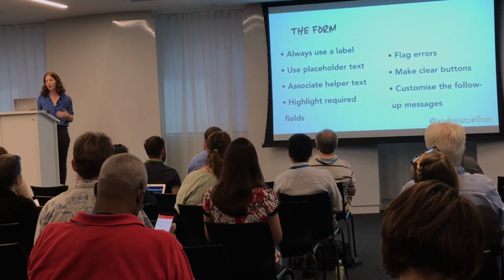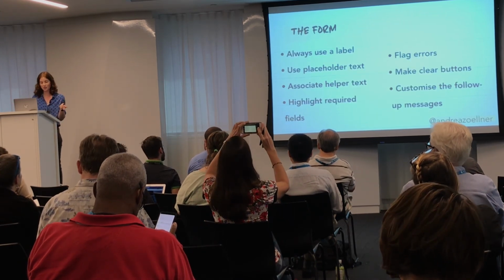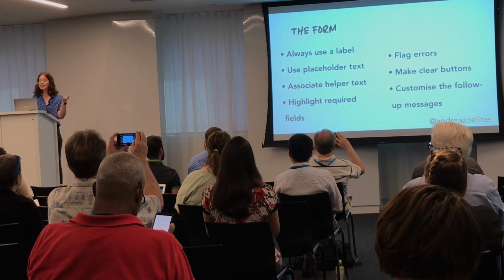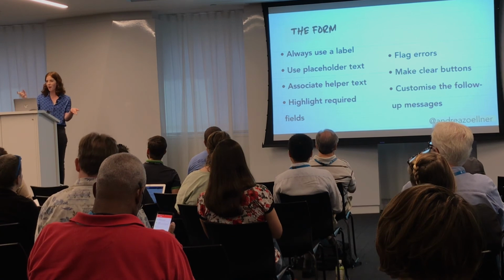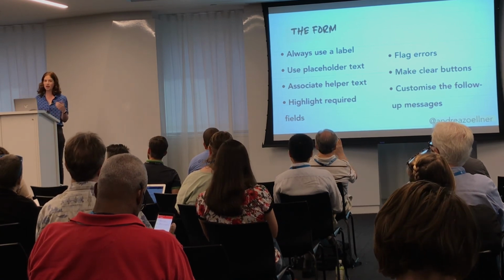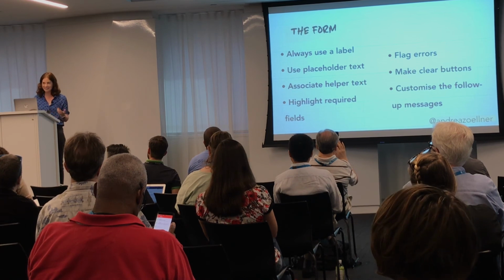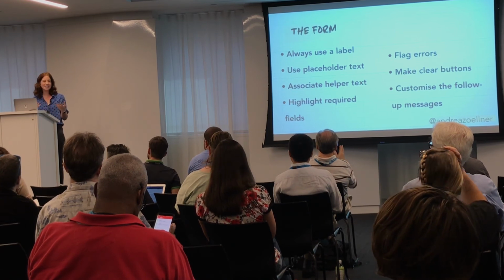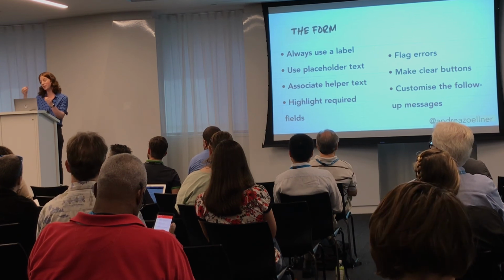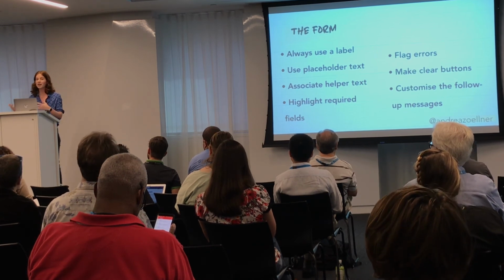So for forms, you always want to use a label: what is this field for? Placeholder text, the helper text like I talked about. Flagging errors, for example. If there are required fields and someone doesn't fill out the form correctly, don't just say, error, please fix your form. Okay, where is the error? You have the red pop-up that will say this field wasn't appropriately filled out, but what did I do wrong?